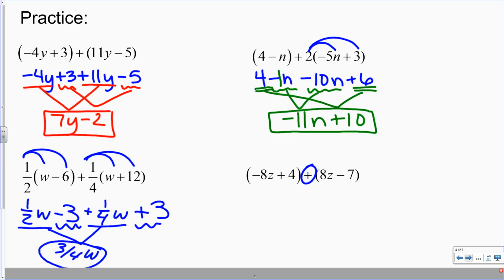Okay, on this last problem, there was nothing to distribute, so you have a negative 8z plus 4 plus 8z minus 7.